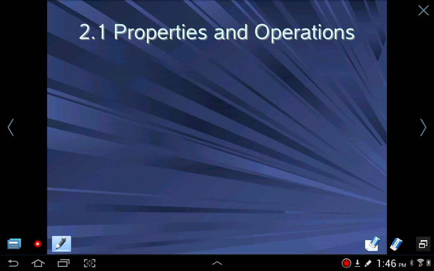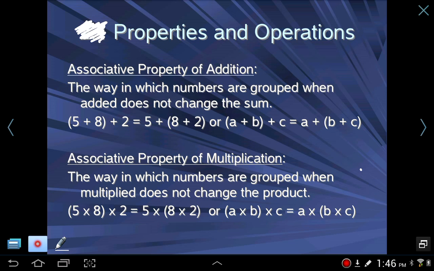Okay, again, we don't need the 2.1 in front. The next one is properties and operations. The associative property. The associative property of addition and the associative property of multiplication. The associative property of addition states that the way in which numbers are grouped when added does not change the sum.